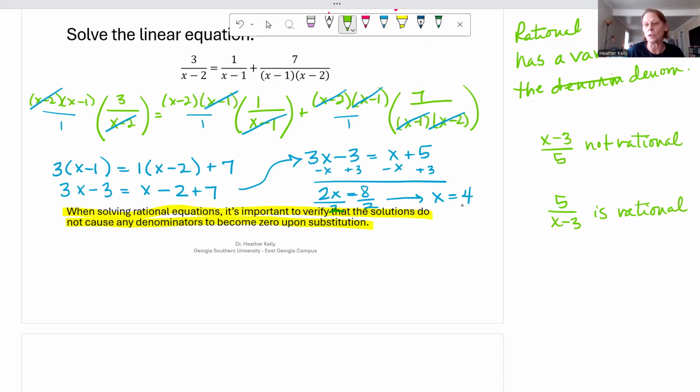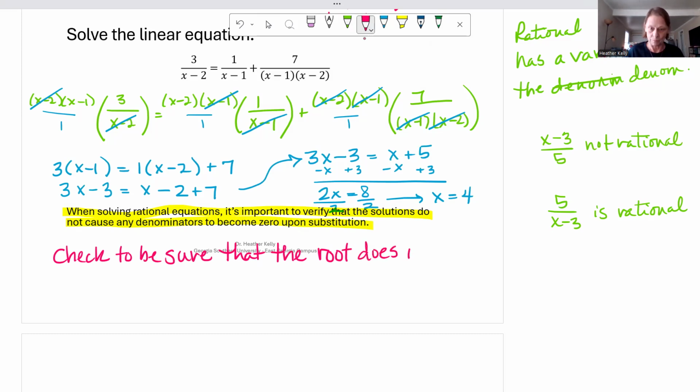So if you have an equation that has a variable in the denominator, then after you get the solution, you have to check. And the way you check, you don't have to stick it in and check the whole thing. You just check to be sure that the solution, I'm going to call it a root because it's a few less letters to write, that the root does not make the denominator equal 0.